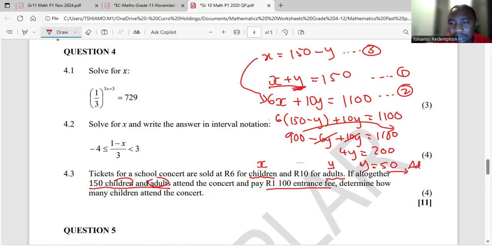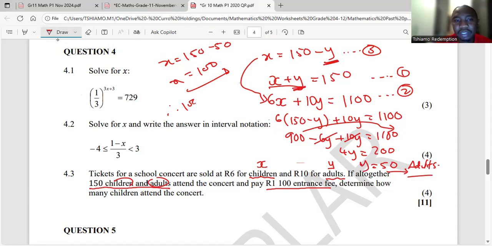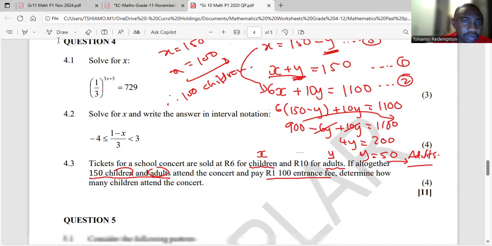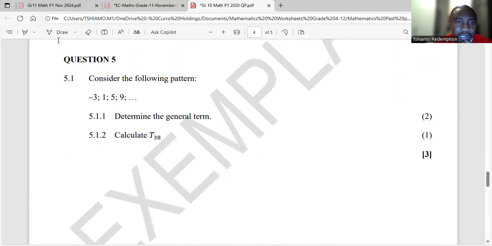So this is adults. From here, you can already predict how much the children will be. Children will be the balance when you minus 150 and 50. So I can go here, substitute the value of y, which is 50, to calculate x. So x will be 150 minus 50, which is 100. So there were 100 children in the concert. 100 children. Okay, nice, beautiful question.